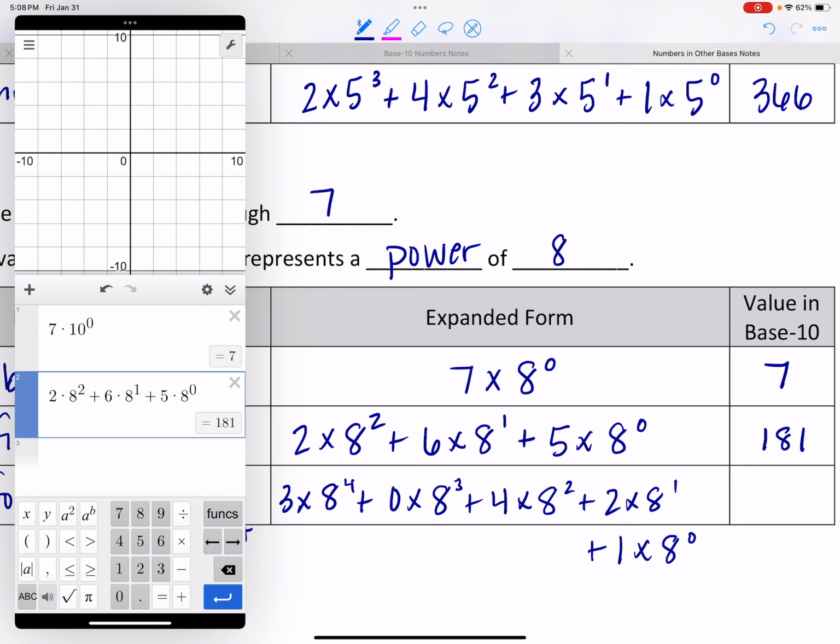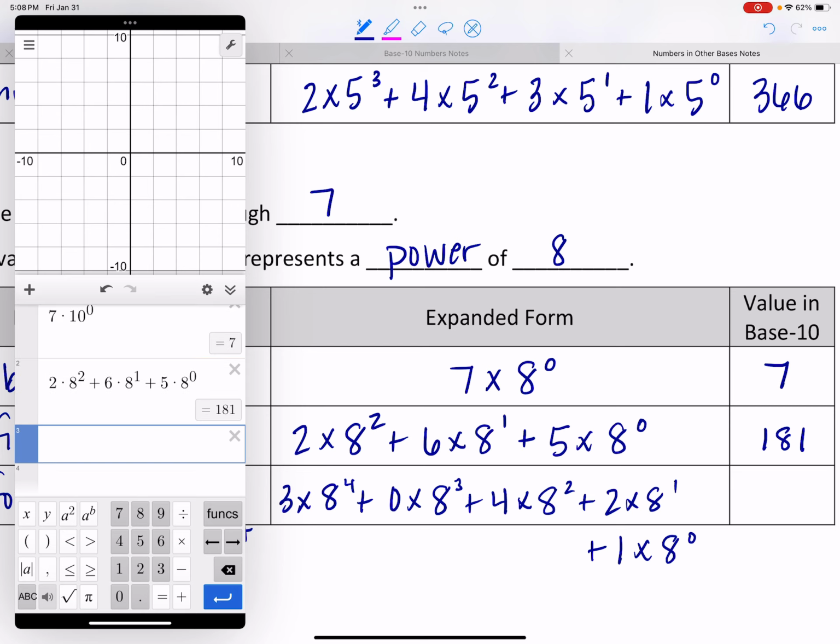So again, 265 base 8 and 181 are the same value. They have the same value, they just look different because we're in different bases. Alright, and then let's do this last one.